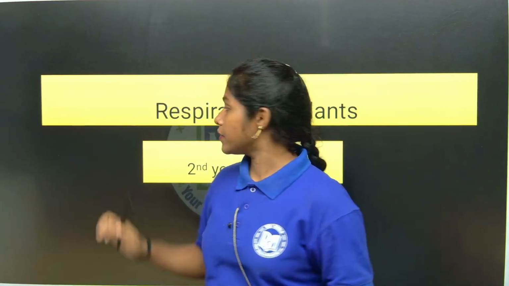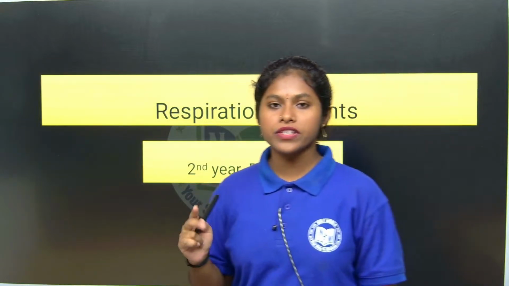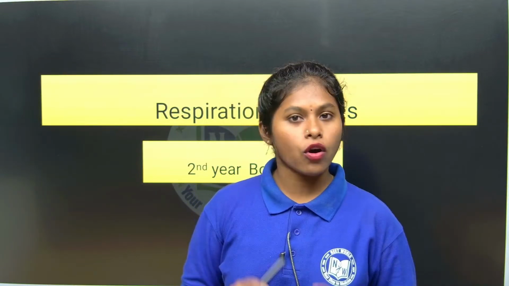Okay, so for the senior inter people, we are discussing respiration in plants. We start the chapter of respiration in plants. In that, two questions are very important for the IPE: glycolysis and the Krebs cycle. In previous years' papers, these two questions are quite repeatedly asked.